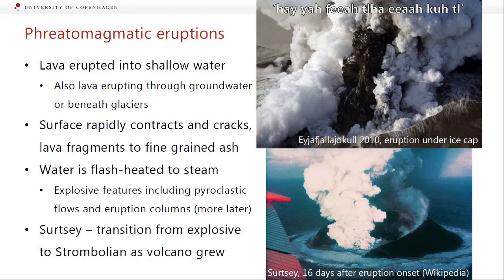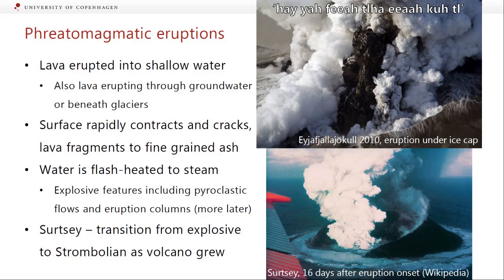These are sometimes called Surtseyan volcanoes, named after this basaltic volcano in Iceland that's the type locality for these. Surtsey wasn't an island, and then there was a big phreatomagmatic eruption. Basalt lava that came into contact with shallow seawater exploded, made a big eruption column a few kilometers high, and basically this island grew over just a few days.